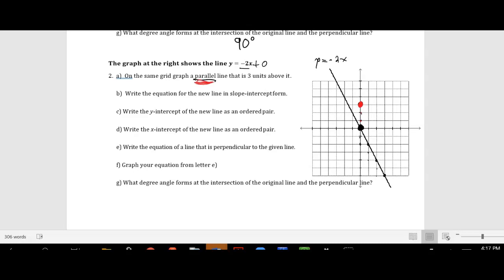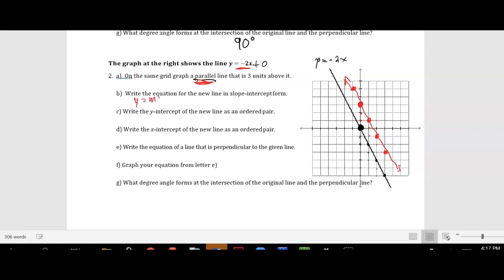If they're parallel, that means we should have the same slope. So if the original slope was a negative 2, my new line that's going to be red should have a slope of a negative 2. So I'm going to go down 2, right 1, down 2, right 1, down 2, right 1. We could also go up 2, left 1. So we connect those, and then we should see those are parallel. They do not intersect.